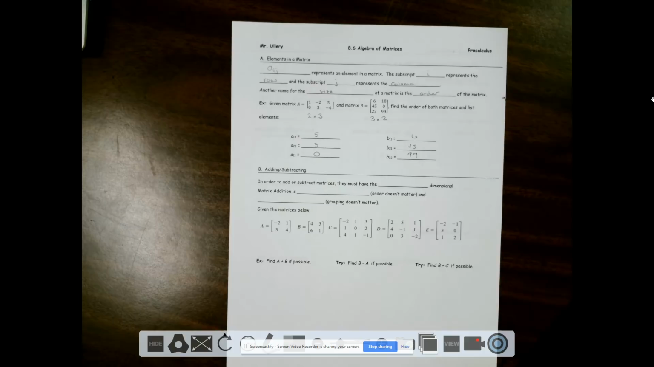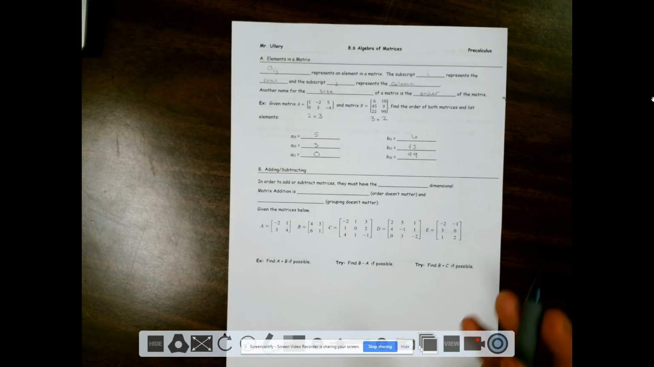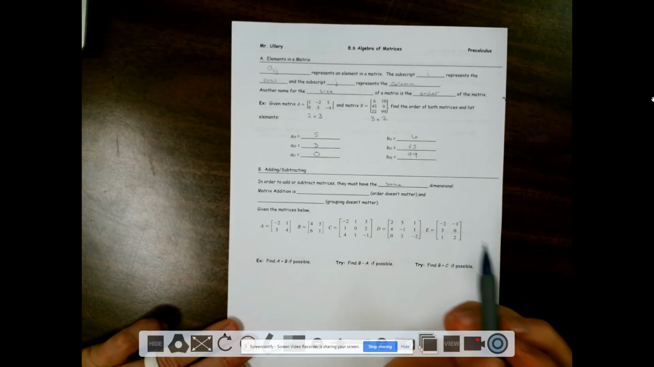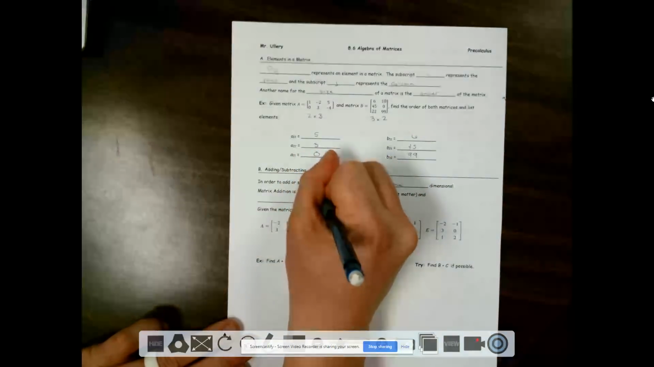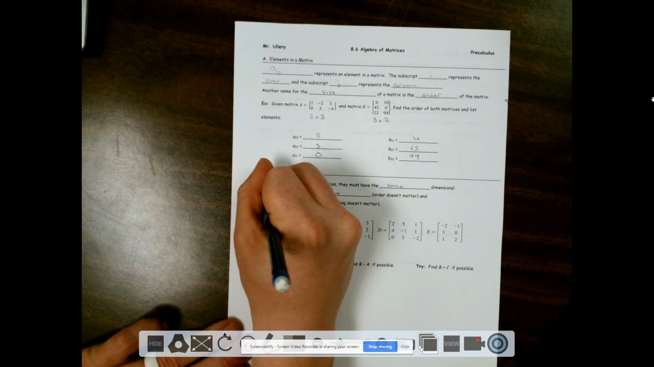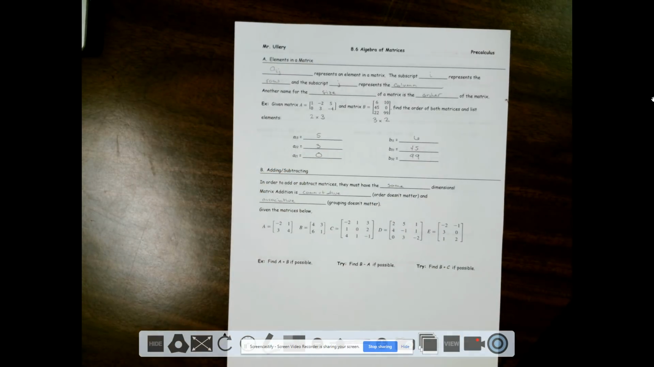So, jumping straight into addition and subtraction. In order to add or subtract matrices, they must have the same dimensions or the same order. Matrix addition is commutative, meaning the order doesn't matter, and it is also associative, meaning grouping does not matter.